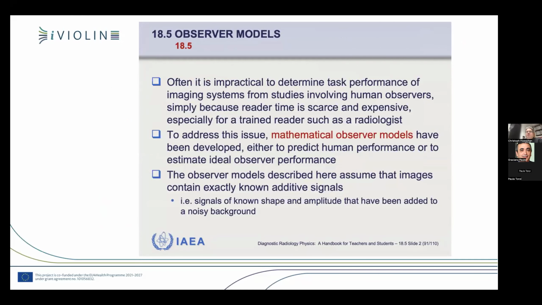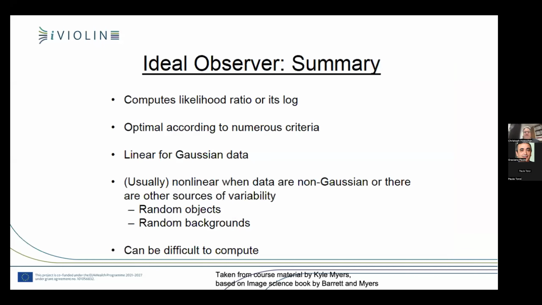And often it is impractical to determine task performance of imaging studies from studies involving human observers because reader time is scarce and expensive, especially for a trained reader such as a radiologist. To address this issue, mathematical model observers have been developed, either to predict human observer performance or to estimate ideal observer performance. The observer models described assume that images contain exactly known additive signals.